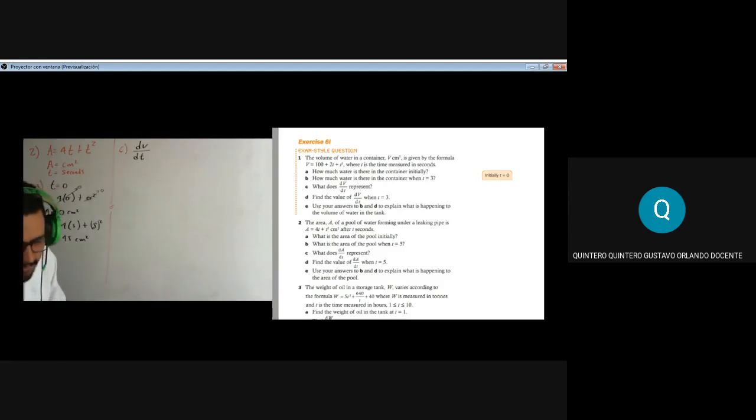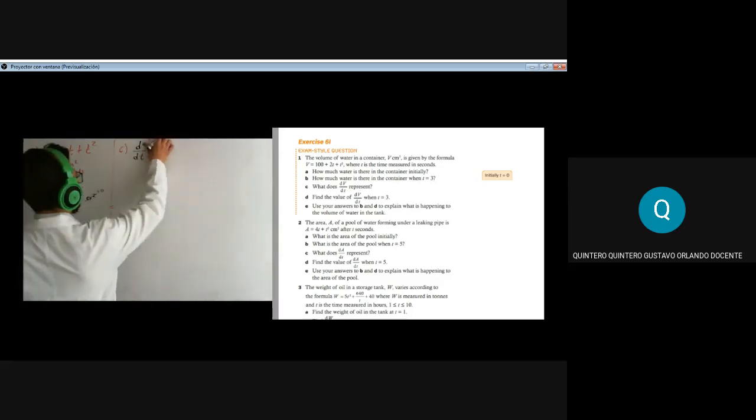Every derivative represents the change of one variable when another variable is changing. In other words, this thing, dV over dt, represents the change of volume. I'm sorry, it's not V. I was reading the first question, sorry.